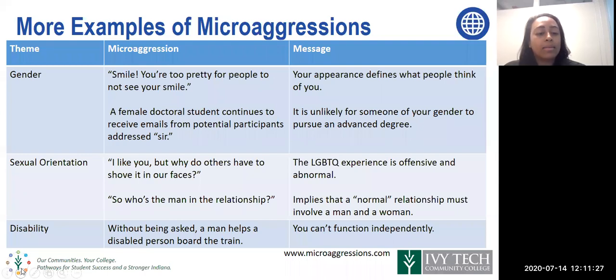And finally, another theme of microaggression here is disability. Without being asked, a man helps a disabled person board the train. The message there is, you can't function independently. You must need my help. And I'm just going to give it to you without you even asking.